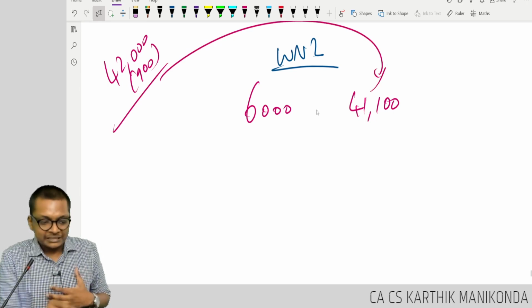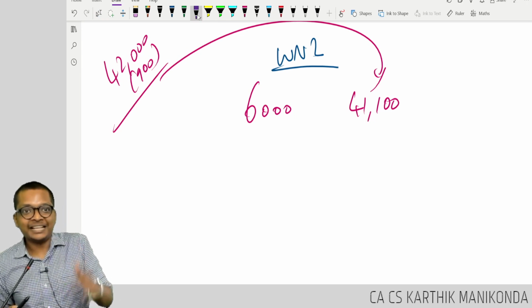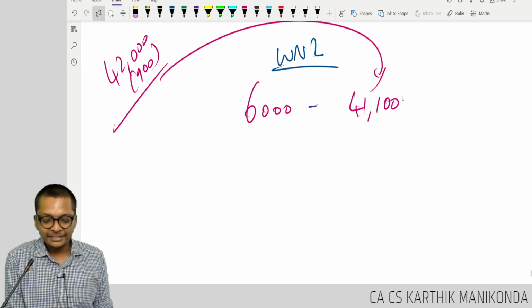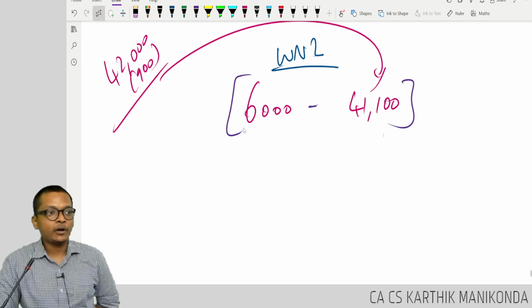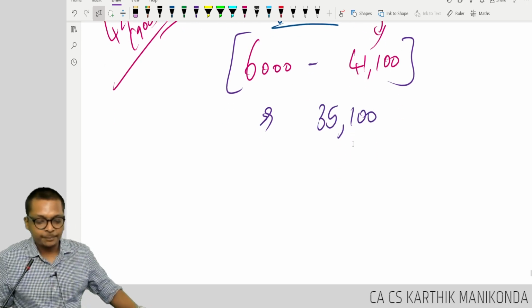So what is the loss? Assuming at this point 6,000 is the last payment. After this I will not get any payment. Assuming this is the last payment. So 6,000 minus 41,100, how much are you getting? 35,100. This is the maximum payable, correct?